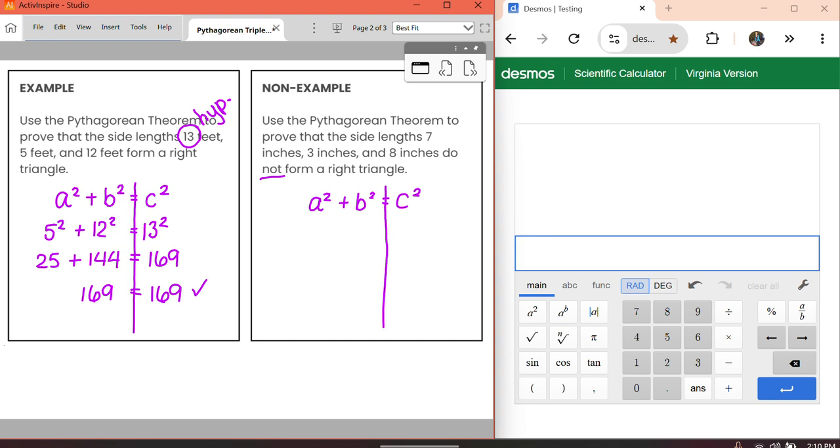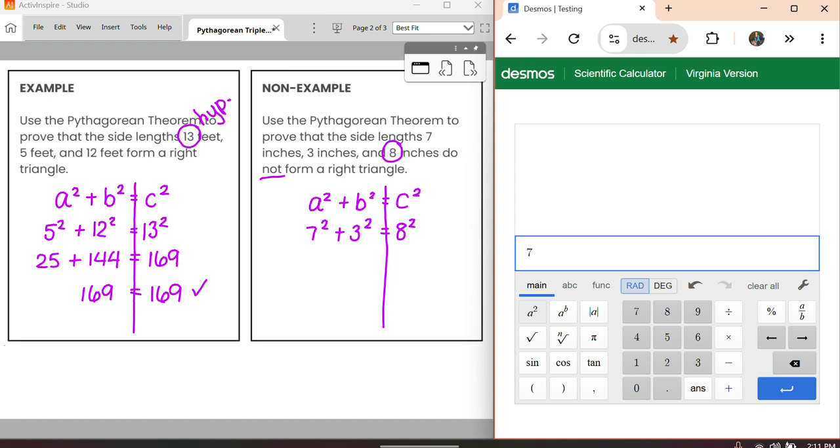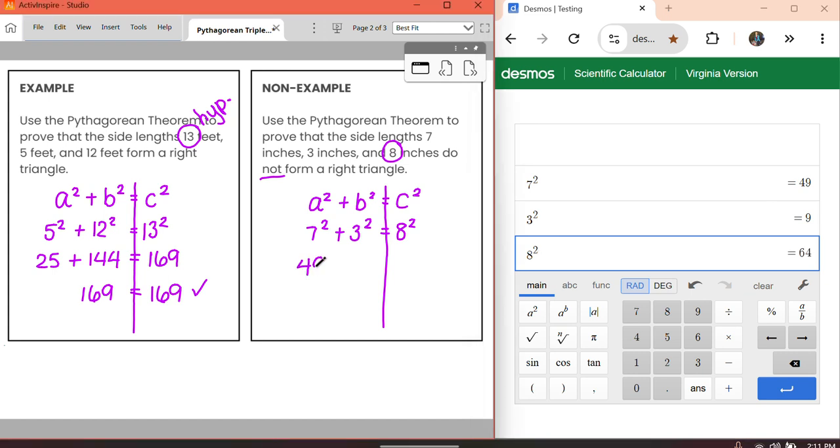I know that C is the hypotenuse, and that has to be the longest side. So the longest number here is 8. And you can't rearrange it, and you can't use a different number. So I'm just going to put 8 there. And then the 7 and the 3 don't matter. So I'm just going to write those in whatever order I want. And then I'll use Desmos to help me do my math here again. So 7 squared is 49. 3 squared is just 9. And 8 squared is 64.